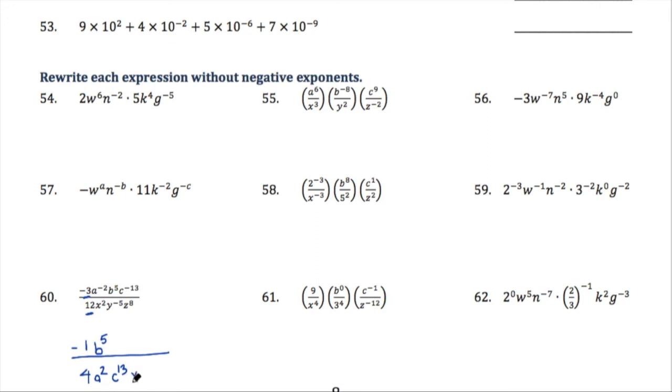X to the 2nd, he stays. Since he's a positive exponent, he doesn't move. I know sometimes people say, oh, it's positive, that means it goes on top. No, a positive means it stays where it is. So it's positive, it stays put. The y to the negative 5th, he's going to move and come up top as a positive y to the 5th. And z to the 8th, also a positive exponent, so he stays. So that right there will be our final answer.